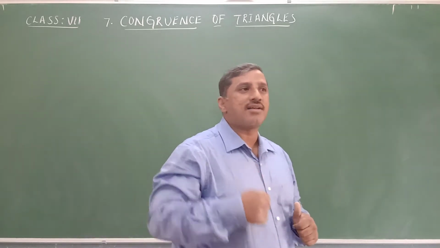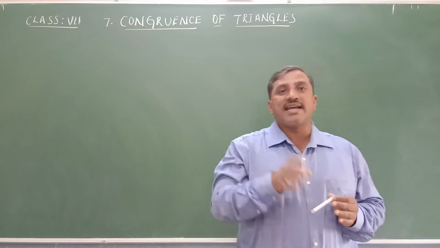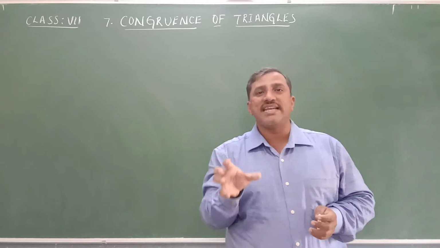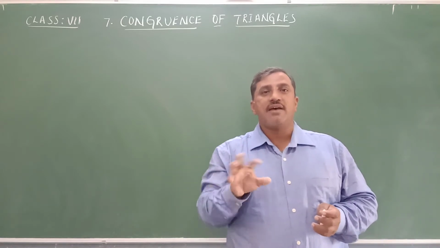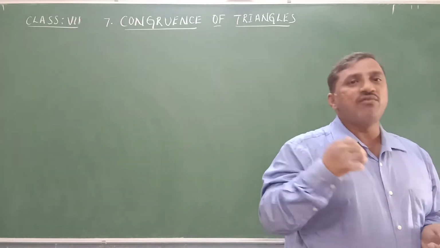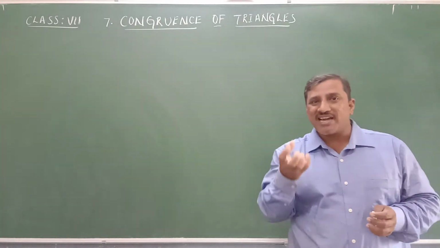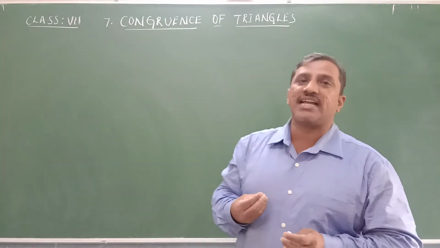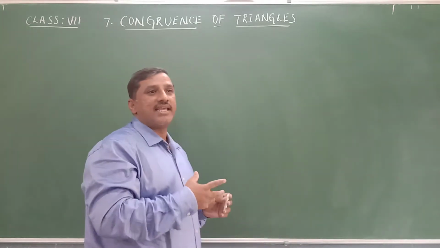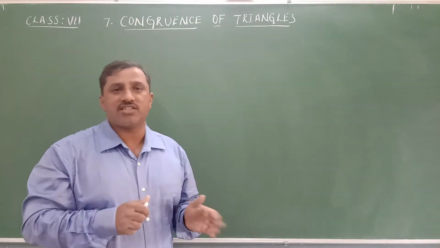After this, the last and most important concept is the congruency criteria of triangles. When can we say that two triangles are congruent, and when can we say that two triangles are not congruent? We have some criteria for this. Those criteria we will discuss in the next class. That is the second part of this chapter.